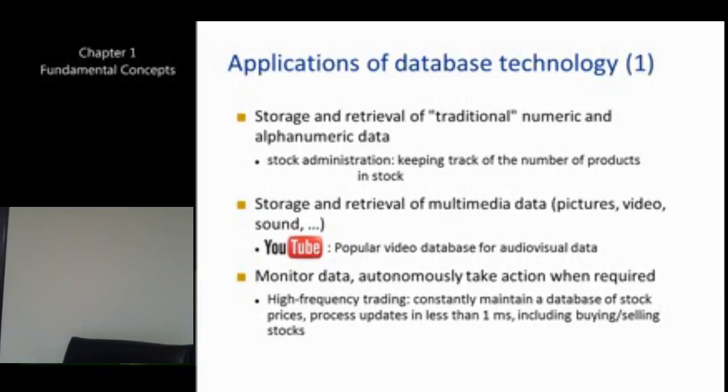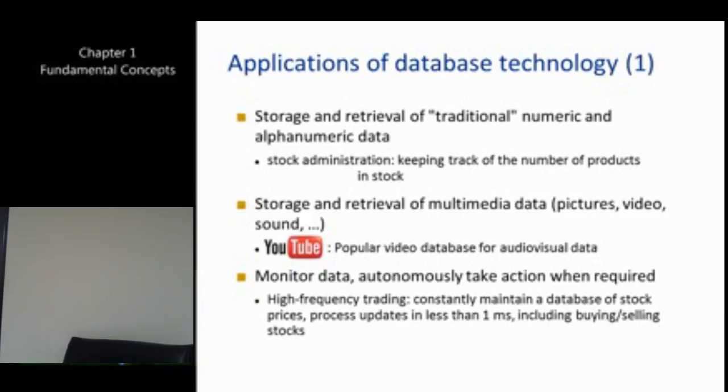Also think about a supermarket setting, for example. Supermarkets want to know what products are being purchased by which customers, when they're being purchased, where they're being purchased, and in what quantities. So you see, those are two very popular applications of database technology, and they involve the storage and retrieval of different types of data. The data could be traditional, numeric, and alphanumeric. That means just numbers, letters, characters.